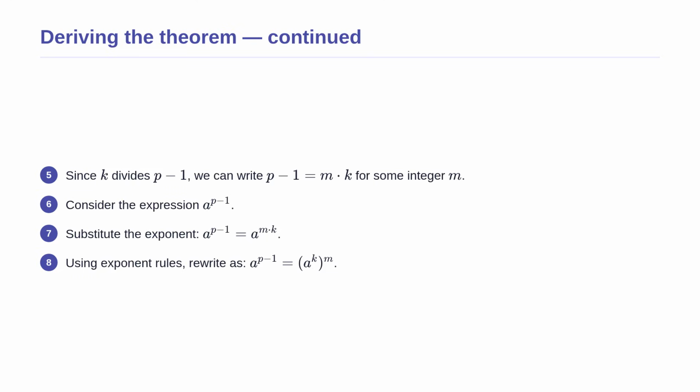Now let us look at the expression we are trying to evaluate, a raised to the power of p minus 1. We can substitute our new expression for the exponent, rewriting it as a raised to the power of m times k. Using basic rules of exponents, we can pull the m outside the parentheses, giving us a to the power of k, all raised to the power of m. This sets us up perfectly for our final substitution.